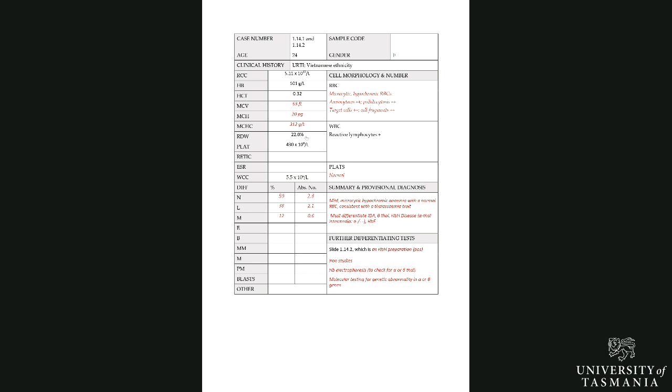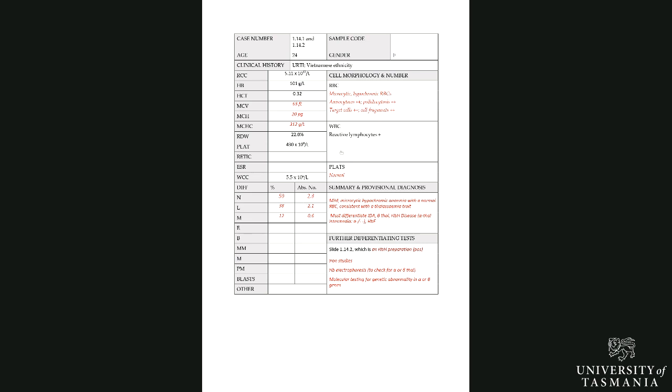An RDW of 22% suggests there is some anisocytosis, and her platelet count is up at the high end, although we see that the platelets are normal. The white cell count is also normal. The thing we notice with the white cells is that there are reactive lymphocytes, but that might tie in quite nicely with her upper respiratory tract infection, suggesting she's got a viral infection.